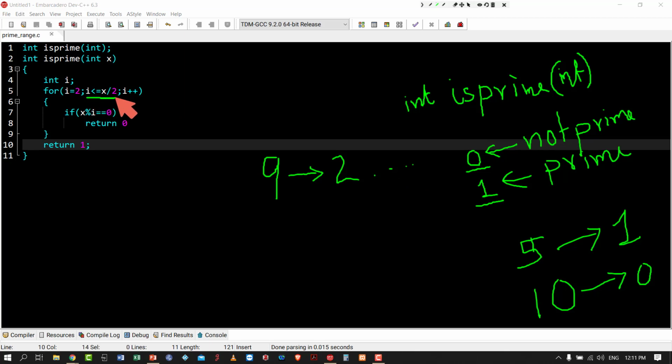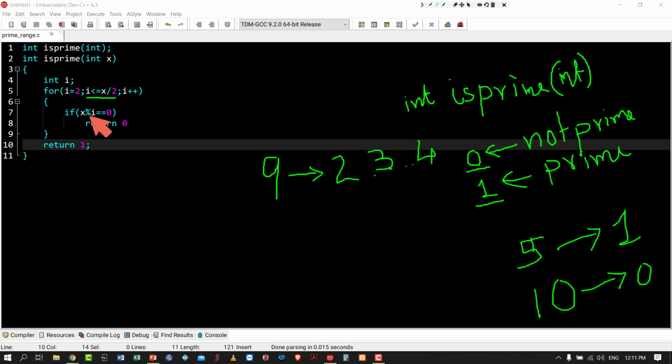Here, what is given? I less than or equal to x by 2. What is x by 2? So 9 by 2. What is 9 by 2? It is 4, because it is integer division. So it will only execute for 2, 3 and 4. So first the I value will be 2.